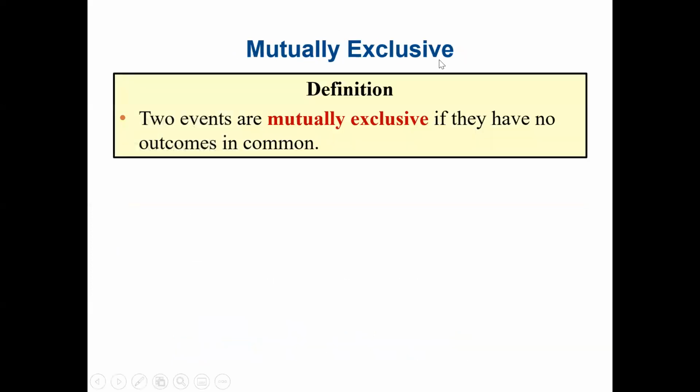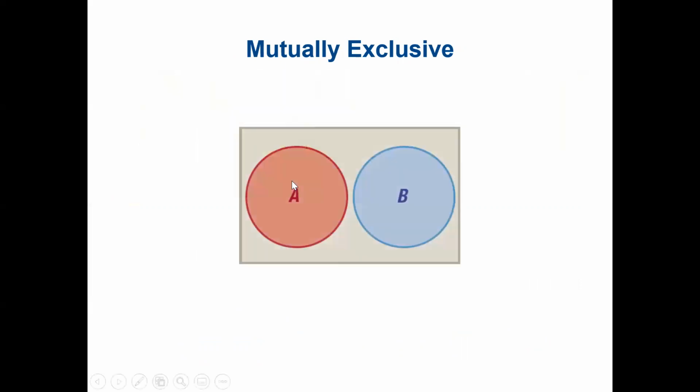So next is mutually exclusive. We say two events are mutually exclusive if they have no outcomes in common, which means the two events cannot happen at the same time. So here we have events A and B. We consider there's no intersection, which means events A and B cannot occur at the same time.